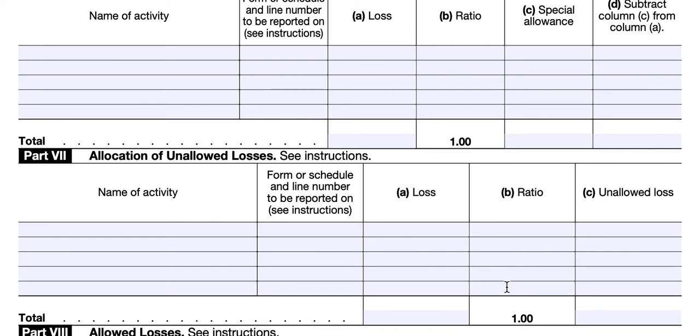In column B, you'll divide each of these individual losses in column A by the total of all losses in column A and enter this ratio for each activity in column B. The total of all ratios must equal 1. For column C, you will multiply the ratio in column B by the dollar amount of the loss in column A and enter this into column C.